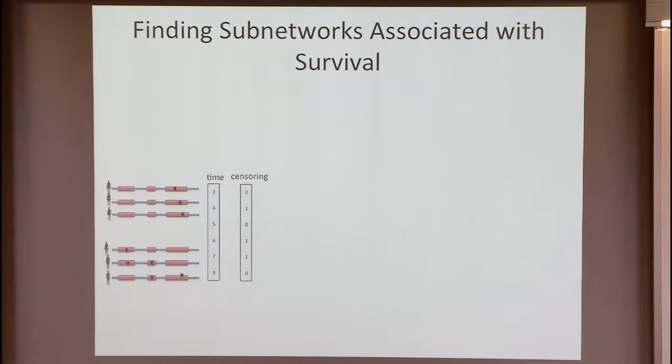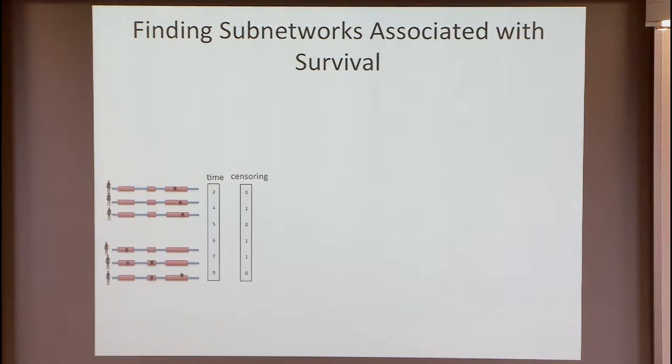OK, so now let's say that we start from our influence graph, and we want to find subnetworks that are associated with survival. So what's the data that we have? For many patients, we have measured mutations in all the genes. And we have time and censoring information. Time is the survival time, while censoring is a binary variable that tells us if the observed time is the exact time of the event, in which case we have a 1, or if instead this is only a lower bound to the survival time of the patient, in which case we have a 0.